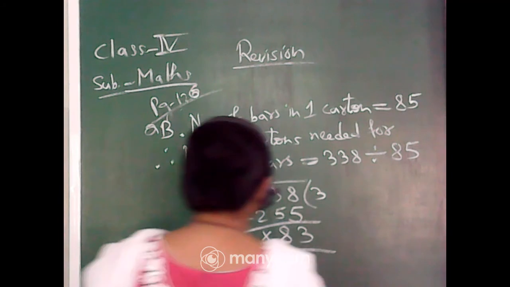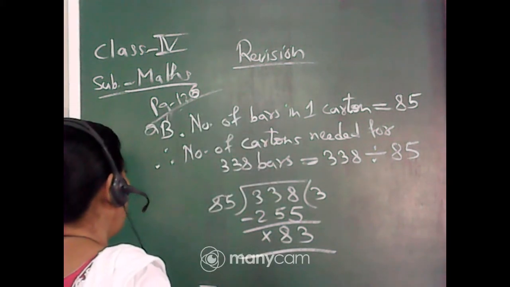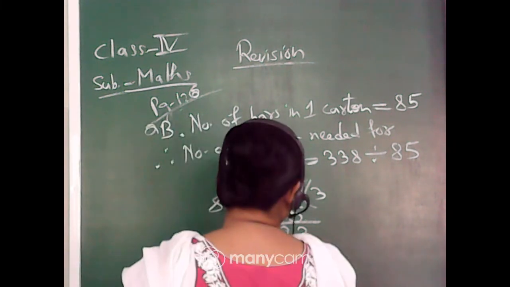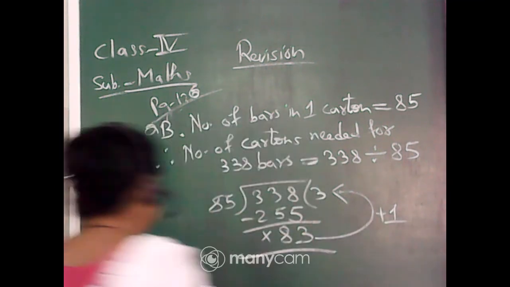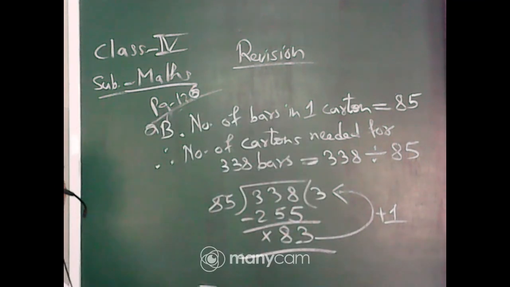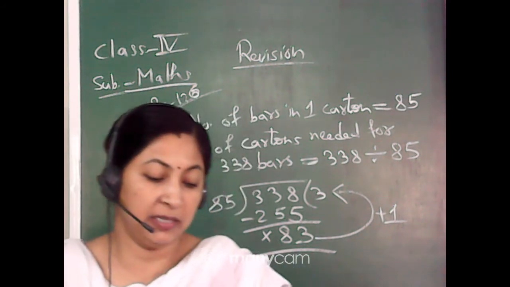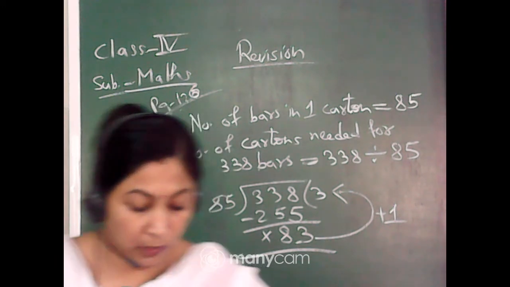83 bars are still left, isn't it? And 3 cartons can hold this many bars. So for this 83 we need one more carton, isn't it? So that means the answer will be 4. So we need 4 cartons to pack all these 338 soap bars. Clear? Now come to number C.